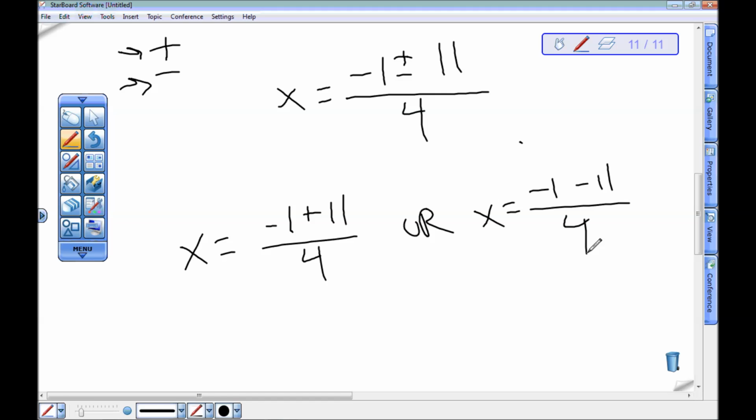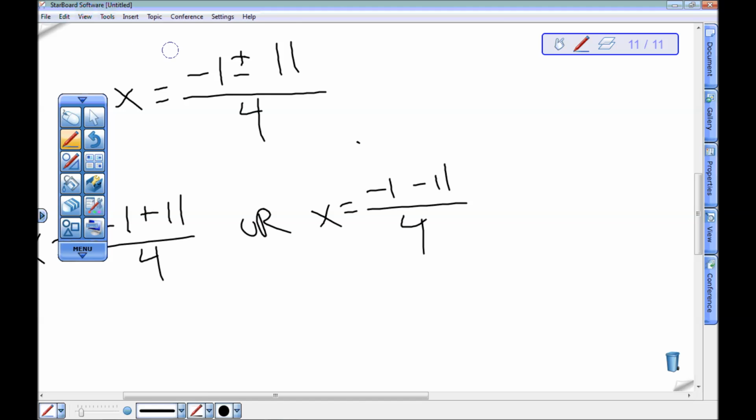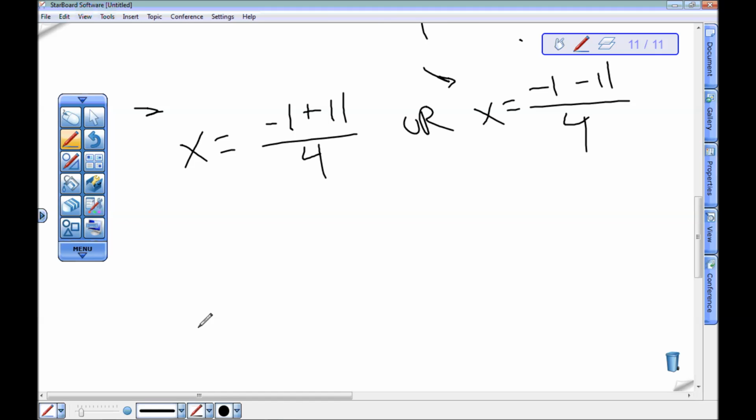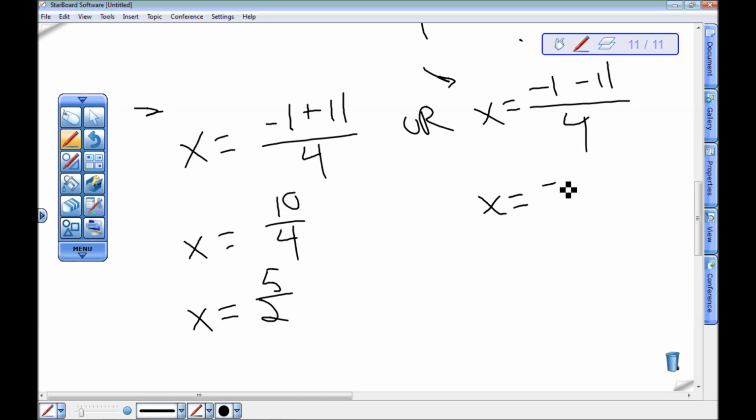Okay, so I got 1 plus and 1 minus. Here's my plus, here's my minus. So now I just simplify these independently. Negative 1 plus 11 is 10 over 4. 10 fourths can be simplified to 5 halves. Negative 1 minus 11 is negative 12 over 4. Negative 12 over 4 simplifies to negative 3.